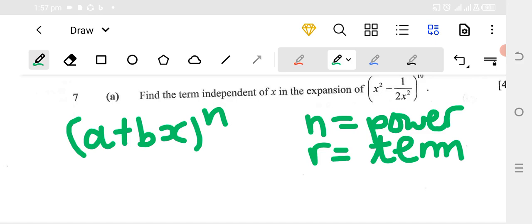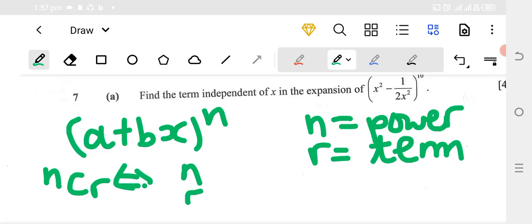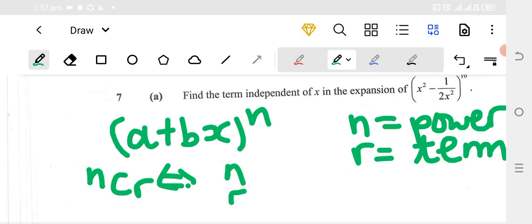So what I'm going to say is n combination r. N combination r can also be written as n, and r in brackets, like that. So that's n combination r. This and this are the same. Okay, so let me just clean up.